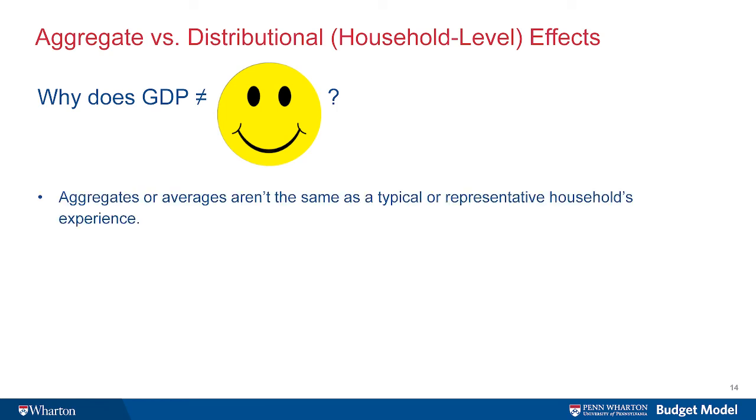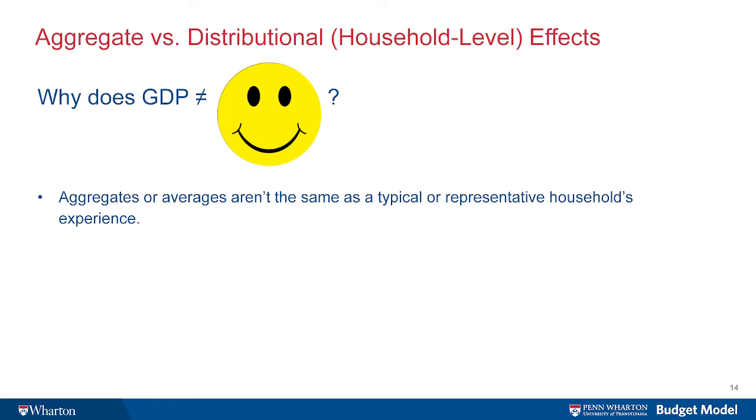But of course, the distribution can really differ. So even if per capita GDP is higher for one country over another, the distribution of that GDP can be very different. And so that's the first point, this is to caution you that aggregate economic numbers do not translate directly to social well-being or happiness. So aggregates or averages aren't the same as a typical or representative household's experience.